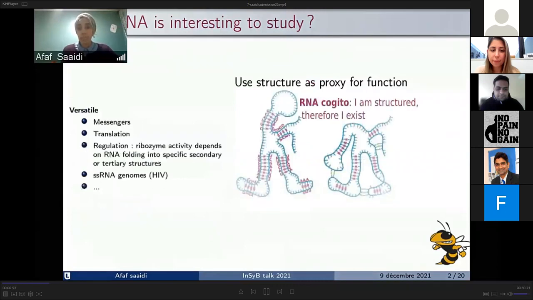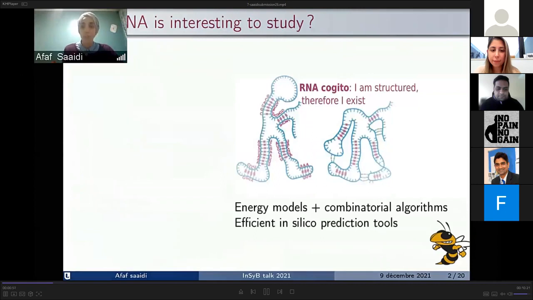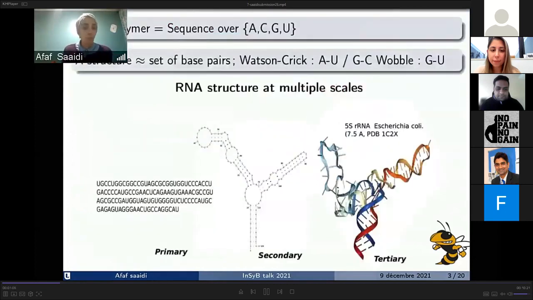The key point here is that to understand the function, we can use the structure. So far we have very sophisticated combinatorial algorithms that allow efficient in silico prediction of the structure. When we talk about the structure, we can define it at three levels. We have the primary structure, that is the sequence. We have the secondary structure, that is a planar representation of the tertiary. And the tertiary, this is how the RNA folds in nature.